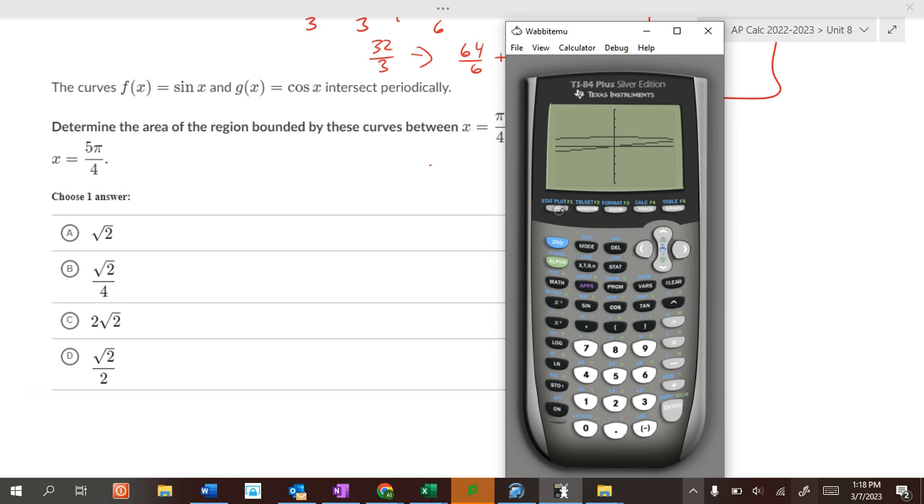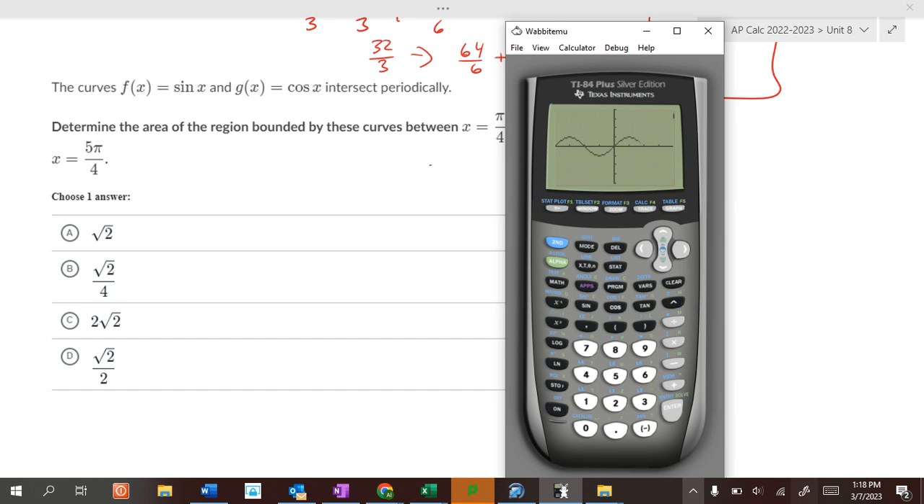Something doesn't seem right here. Sine of x, cosine of x. All right. So now, what's my top graph, sine of x or cosine of x? You know what my problem is? I'm in degree mode. I need to be in radian mode. Now let's go Zoom 7 and let it graph.